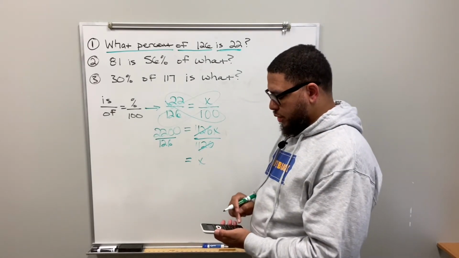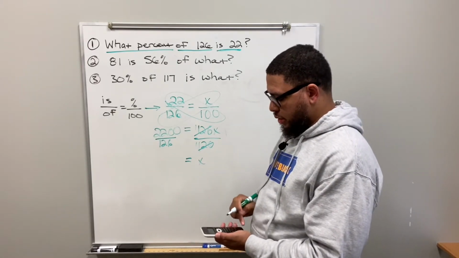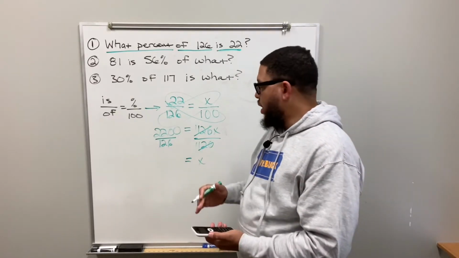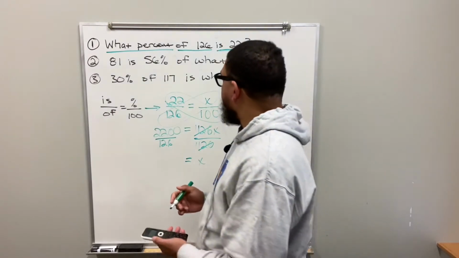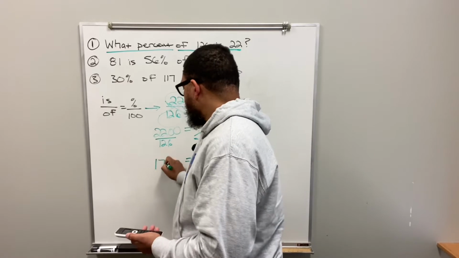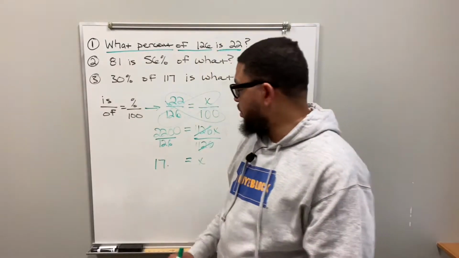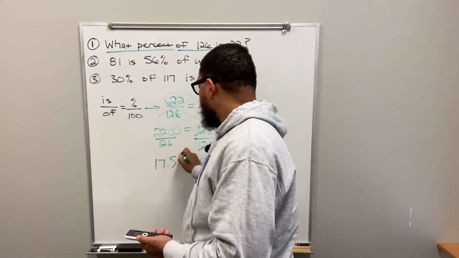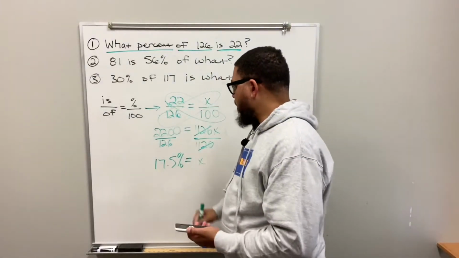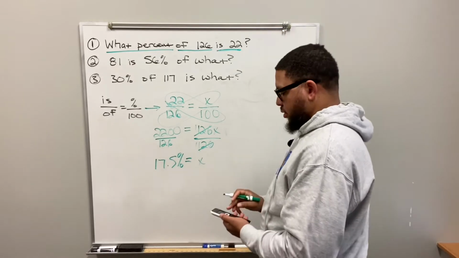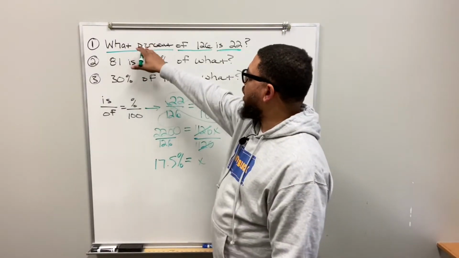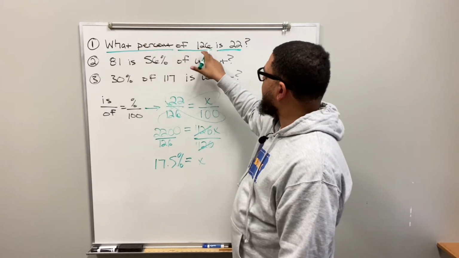So 2200 divided by 126 equals 17.46031746. All right, and we can round off to maybe the tenths place, or one decimal place. So 17.46 is going to become 17.5, since that 6 makes the 4 bump up and become a 5, right? So that's the answer, 17.5%. So that means that 17.5% of 126 is 22.